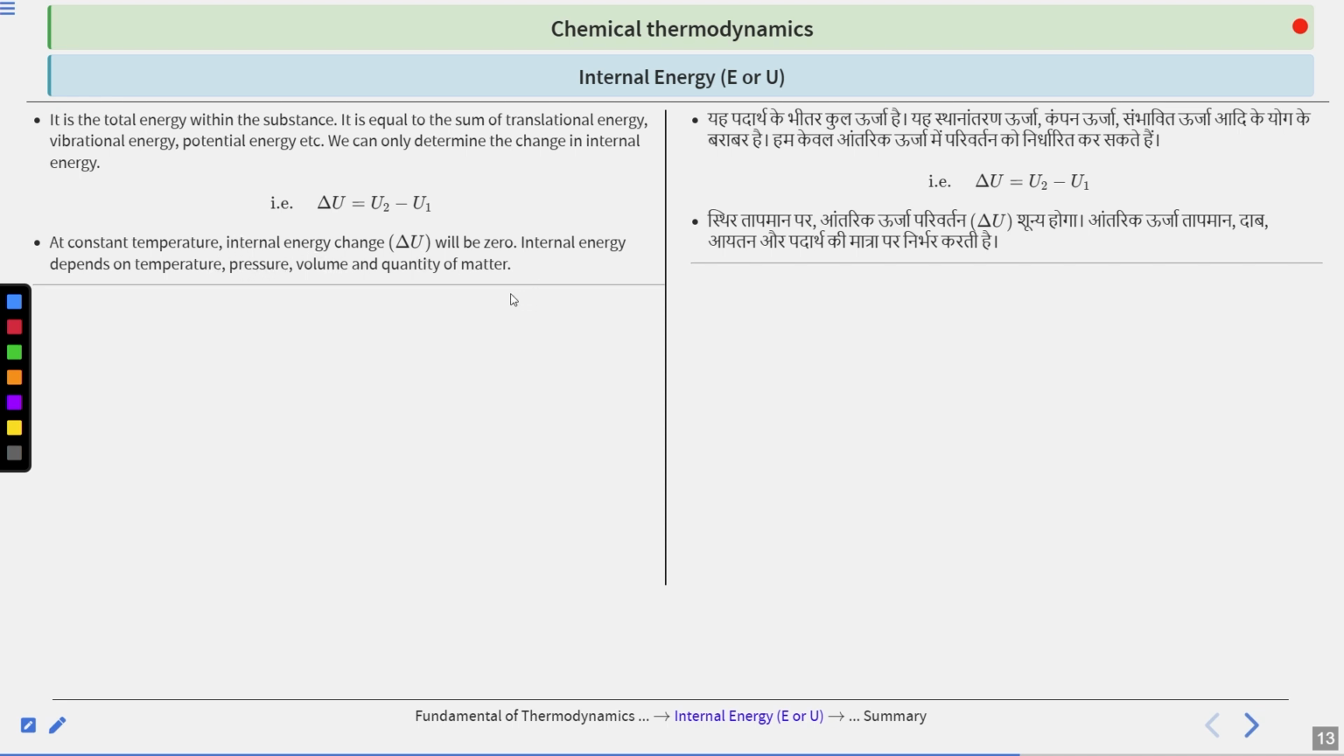Internal energy depends upon temperature, pressure, volume, and quantity of matter. So you can see very clearly that it depends on the quantity of matter, so it is an extensive property. Okay.